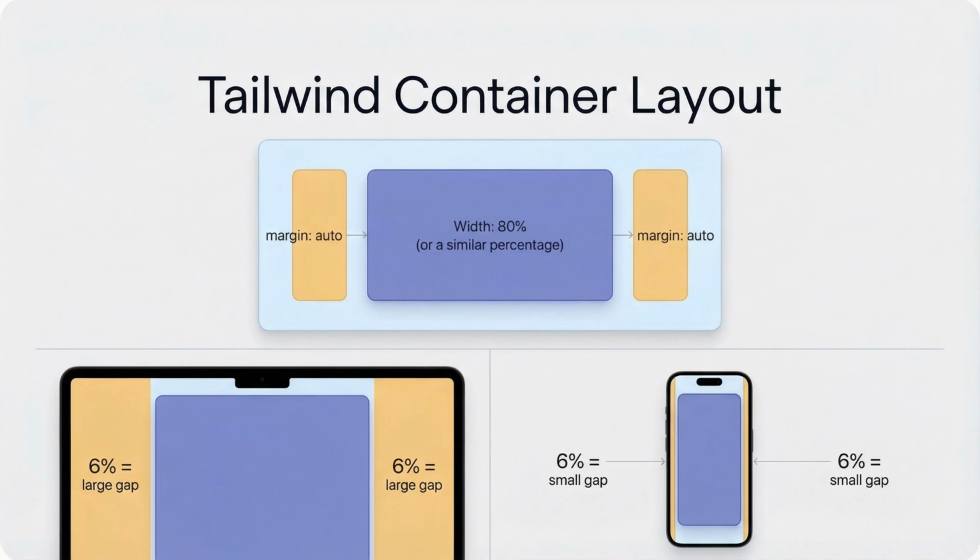If you gave the container a fixed pixel width, say 1,000 pixels, that would overflow a small mobile screen entirely, covering it edge to edge or beyond. With percentages, the same rule works beautifully across every device size. The container always fits, always centers, and always breathes.